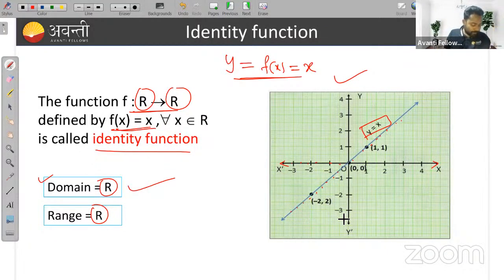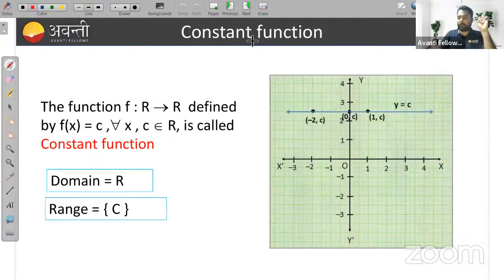That is real number. Okay. So this is my identity function. Next function is constant function. What is constant function? The constant function is y is equal to f of x is equal to c.